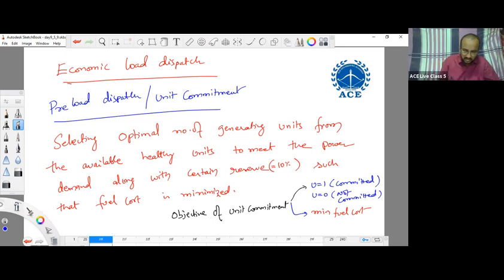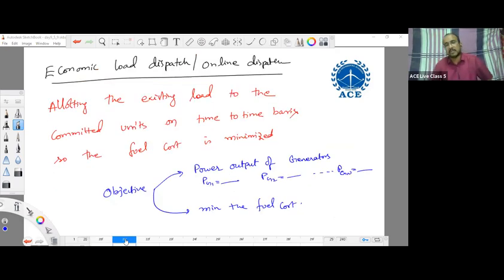Okay. So once the preload dispatch is completed, now comes the online dispatch problem. Whatever the existing load is, that load is to be allotted to the committed units on a time to time basis so that the fuel cost is minimized. That is known as what? Economic load dispatch or the online dispatch problem.